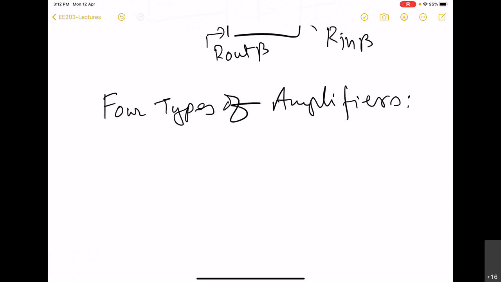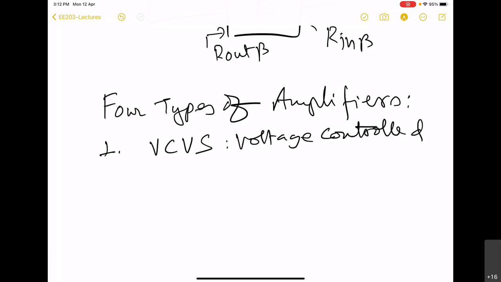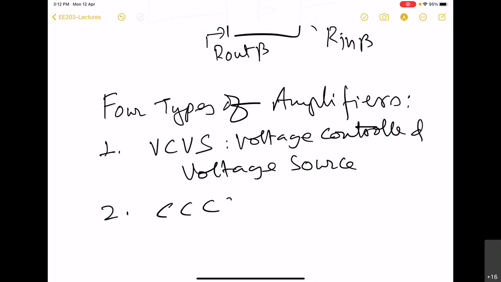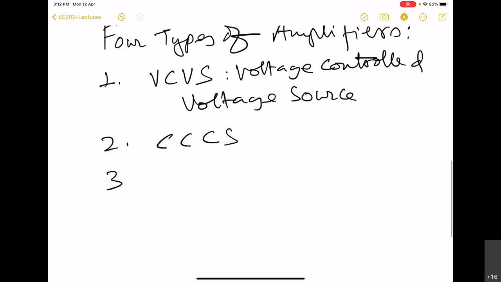They will be in short called voltage controlled voltage source, and then the second will be current controlled current source. We will see the detail of each of these shortly. Then voltage controlled current source, and finally the fourth one is current controlled voltage source.